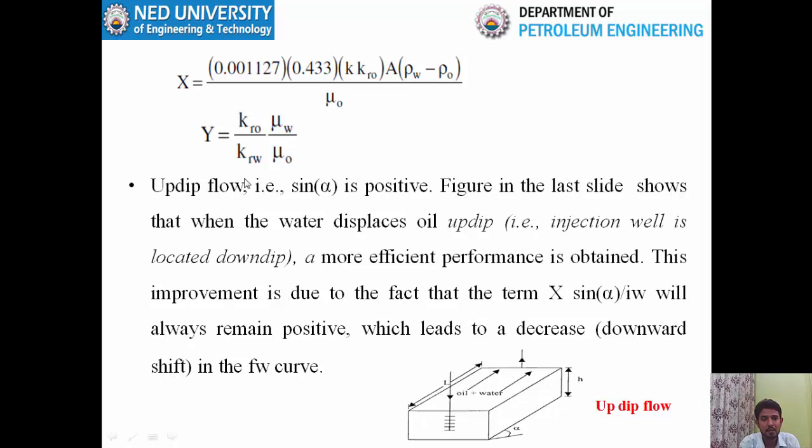So the first case is the up-dip flow. Up-dip flow means sin alpha is positive, and the figure in the last slide shows that when the water displaces oil up-dip, the injection well is located down-dip. So this is a diagram of the up-dip flow. The injection well, which is the water injection well, is located down-dip. So you are injecting water from the injection well, which is located down dip, and water is moving up dip in the reservoir.